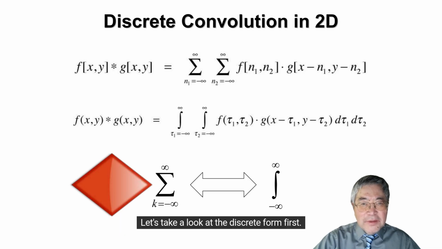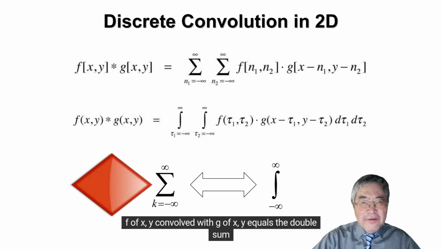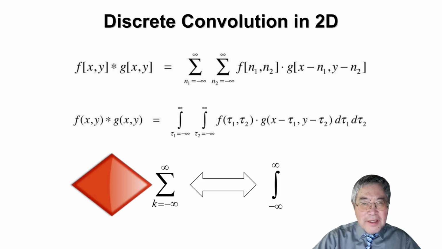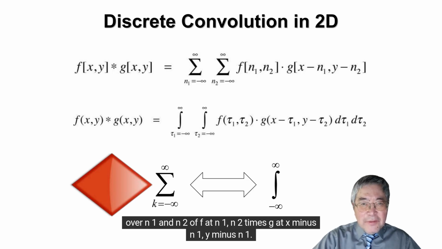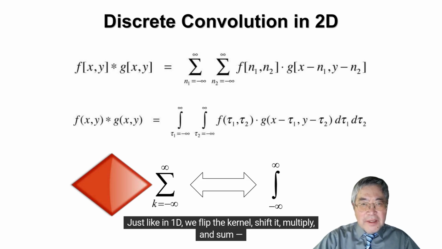Let's take a look at the discrete form first. We can see the formula at the top of the slide. f of x,y convolved with g of x,y equals the double sum over n1 and n2 of f at n1, n2 times g at x minus n1, y minus n2. Just like in 1D, we flip the kernel, shift it, multiply, and sum, but now we do this across both rows and columns. In the continuous case, we do the same thing using integrals.